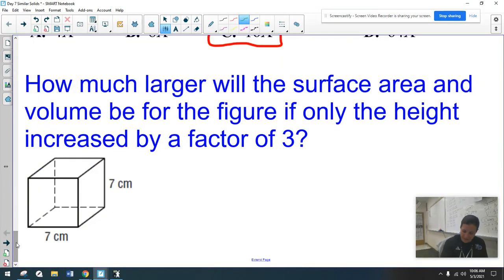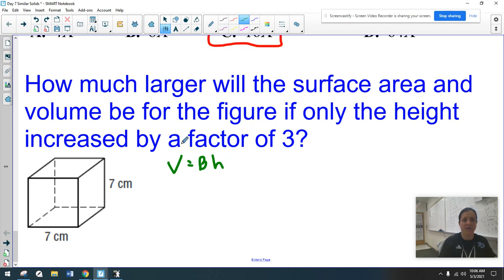Okay, finally, your last one. So we've got, how much larger will the surface area and volume for the figure be if the height is increased by a factor of 3? I didn't write down that formula. Okay, there it is. So we'll do the volume first because the volume's the easy part, and then I'll give you the challenge. So the volume is capital B H.